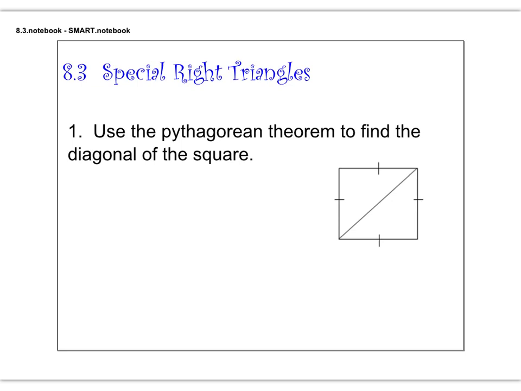From here on out, from geometry and beyond, you're going to run into these triangles a lot. So to show you how the 45-45-90 triangle works, I'm going to demonstrate with a square. Now, what do you know about a square? You know all the sides are the same length. So if one side is x, all sides are x.